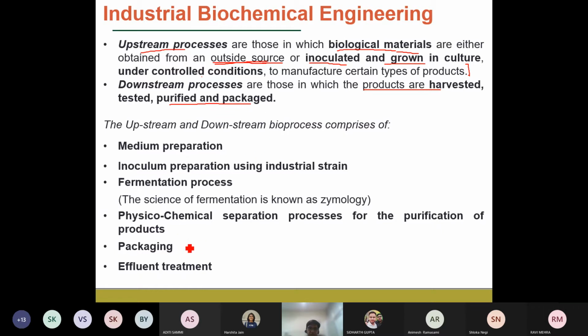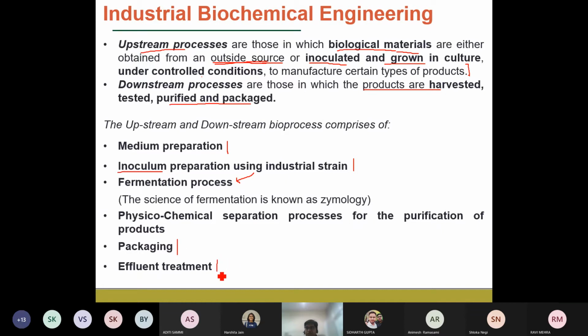So just to summarize the basic steps, the upstream and downstream processes comprise first the media preparation. Second, the inoculum preparation. What is the inoculum? As I told you, it contains the seed, the initial highly concentrated cell solution, concentrated growth media components, that are actually inoculated into the fermentation process. Okay, and then the fermentation is carried out for the production of a desired biochemical, and then there are several physiochemical separation processes for the purification of the product, and then we have the packaging and the effluent treatment. So what is the effluent treatment?